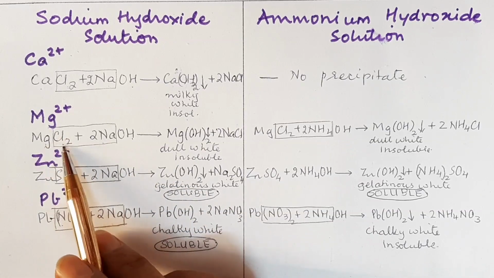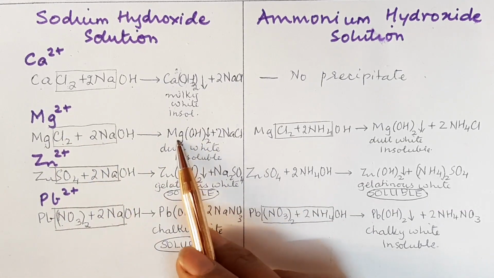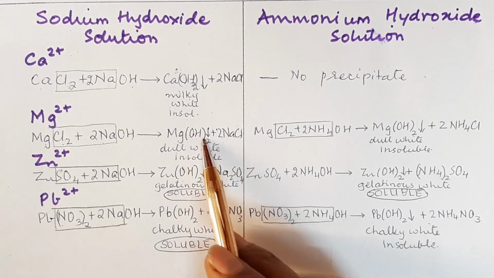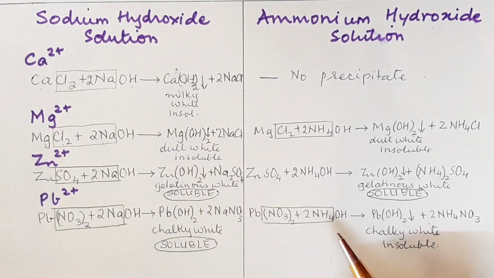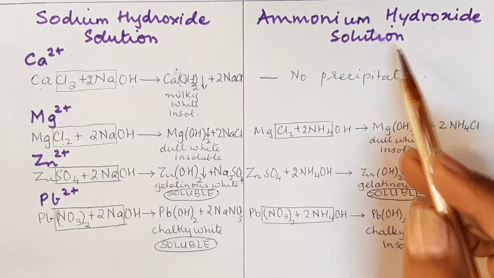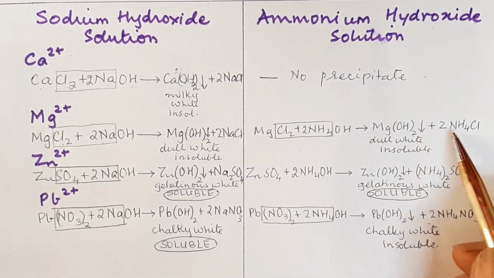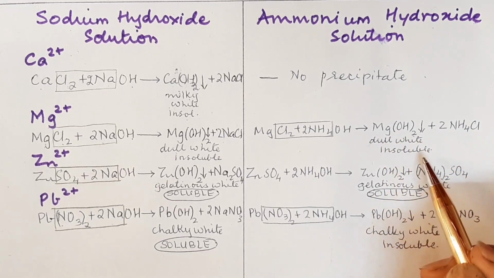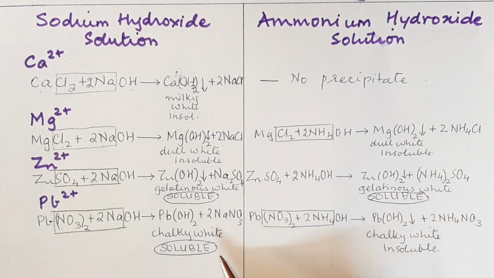Mg2+: we took MgCl2 and added sodium hydroxide and got magnesium hydroxide and 2 NaCl. Magnesium hydroxide is a dull white precipitate, which was insoluble in excess of sodium hydroxide solution. Ammonium hydroxide solution gave with MgCl2 Mg(OH)2 plus 2 NH4Cl, and this again was a dull white precipitate which was insoluble in excess of NH4OH solution.